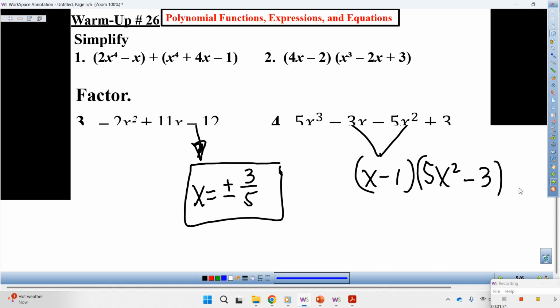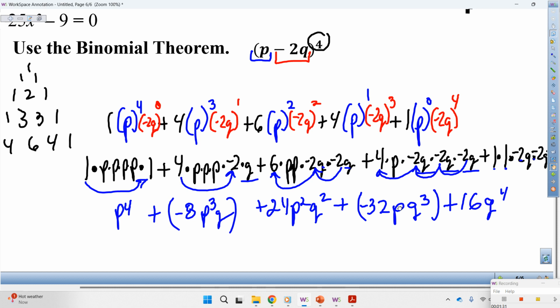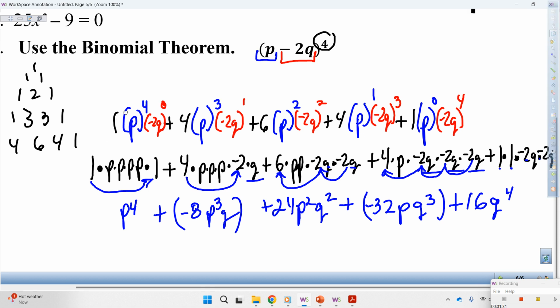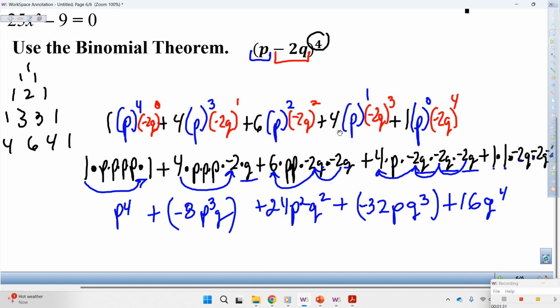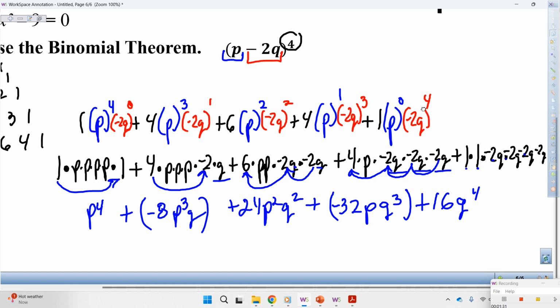And last but not least, we worked on the binomial theorem. Very lengthy process. However, we get our triangle done all the way to the 4th row. There's the 4. Use that as coefficients. We write our first term starting from the highest degree and it loses a degree each term. The second term starts at 0 degree and it goes up each term all the way to the 4th. Multiply them out and this is what we get right here.